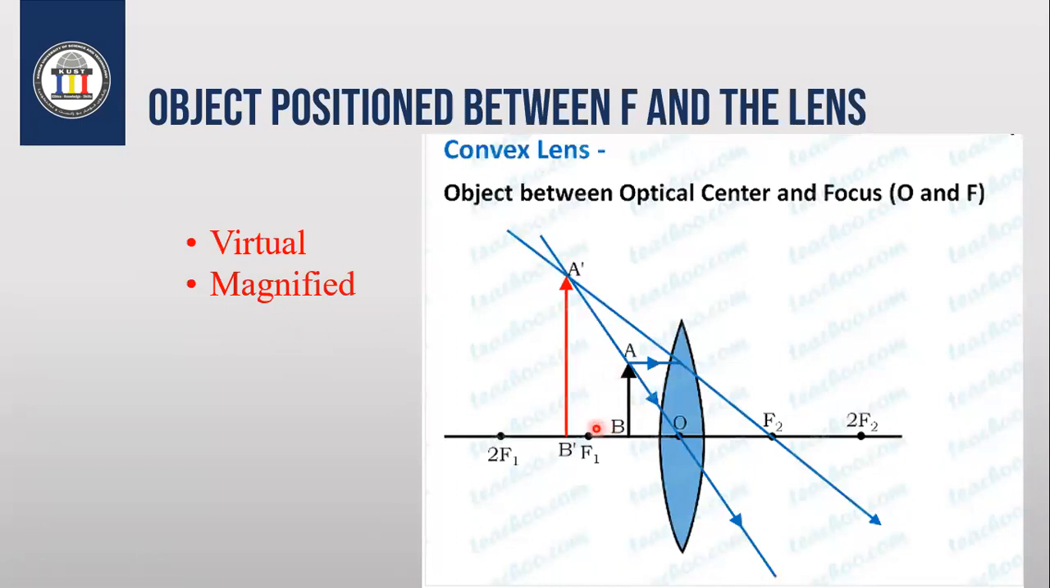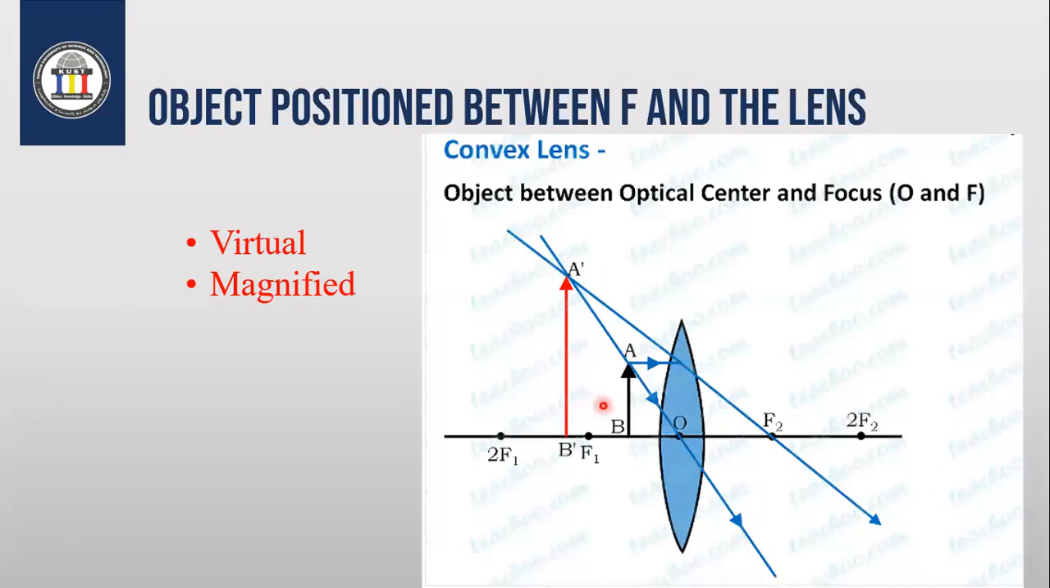The last case we have here is when the object is between f and the lens. First of all, you put the object. You draw the line to the middle of the lens and it passes through f2. And then from the same object, another line passes through f. See, they are not meeting. But when you take the extension of the light, you will see they meet at that point. That means this is the image.